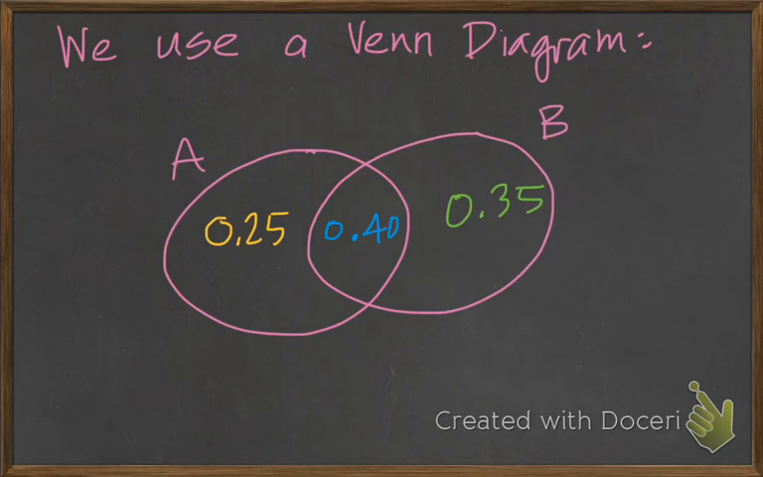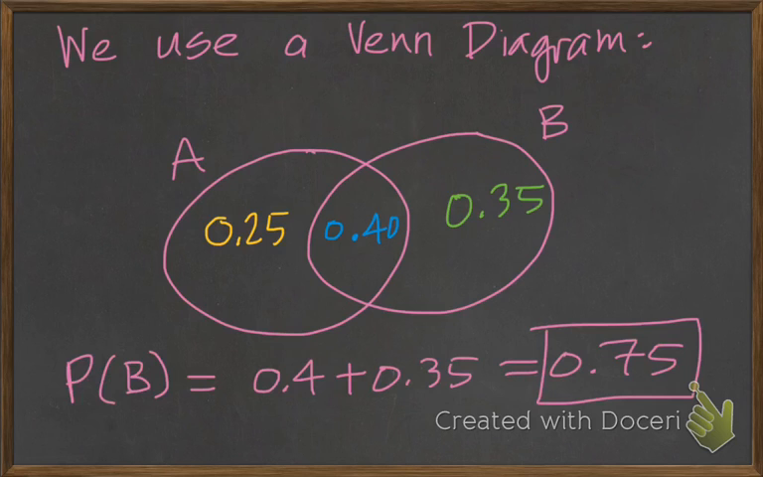So we think about that. If we're asked the question, what's the probability that B goes off, we can simply add the 0.4 and the 0.35. So the probability of B equals 0.4 plus 0.35, and that equals 75%. So using a Venn diagram is actually quite a bit easier, and I thank you, Keegan, for that.